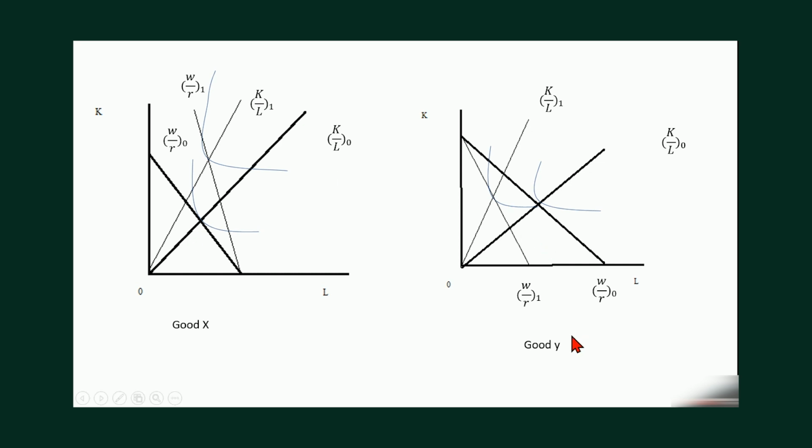Similarly, for good Y, at wage rental ratio 0, the country was producing at this particular point where the isoquant was tangent to the isocost line. With the rise in wage rental ratio, the isocost line is now triggering the producers to produce at this particular point where the relative capital intensity of production has gone up.